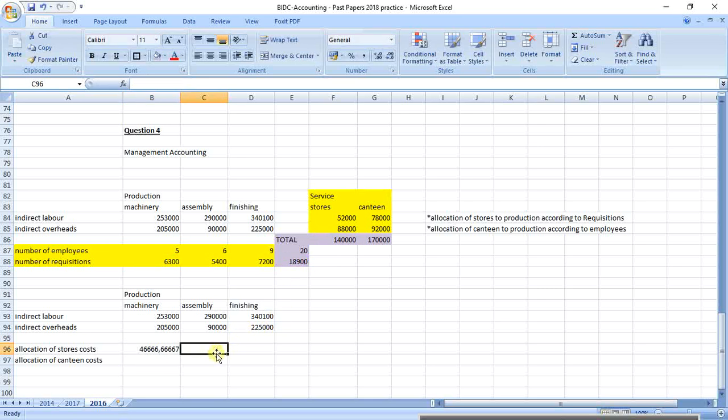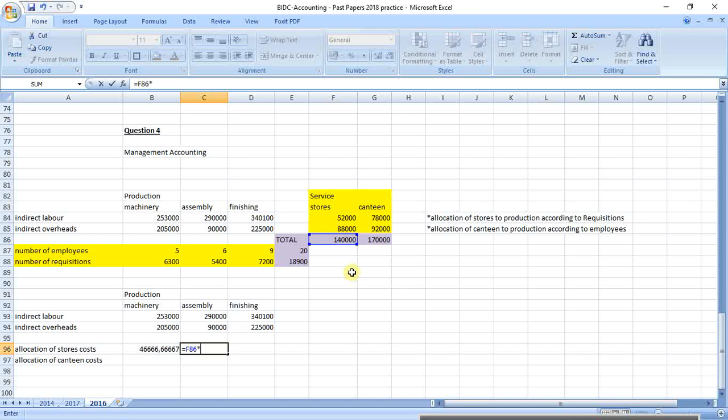Answer. Okay, then assembly. So now you tell me what am I going to do with assembly? What am I allocating? The store costs. So what are the store costs? How do you know? You're just doing machinery. Okay, so you have to allocate store to all of them and canteen to all of them. Yes, 140,000 times.